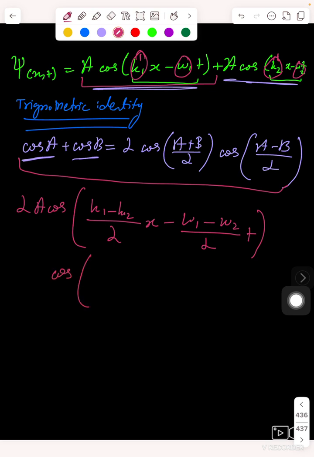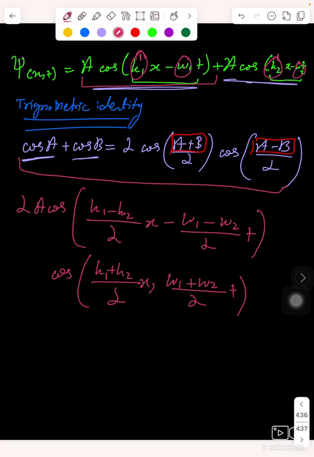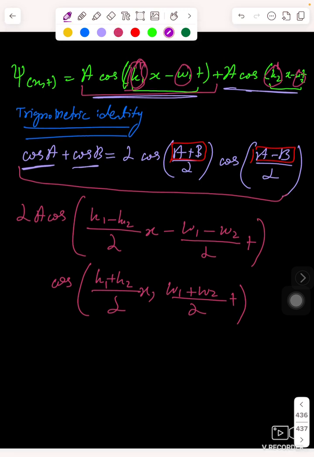Now as we did over here, A plus B, then A minus B. So what we do here is it should be cos of k1 plus k2 over 2 x, and w1 plus w2 over 2 t. I wrote the negative first, and then the positive second, but you can do the opposite if you want over here as well. You could switch them as well.